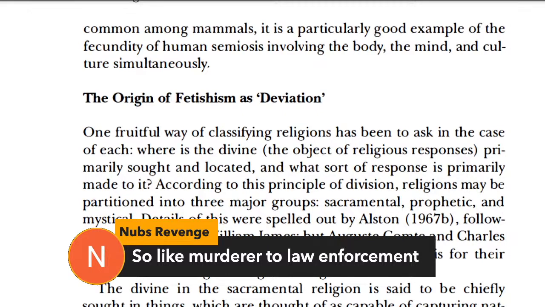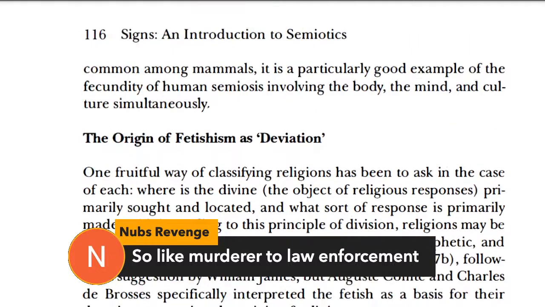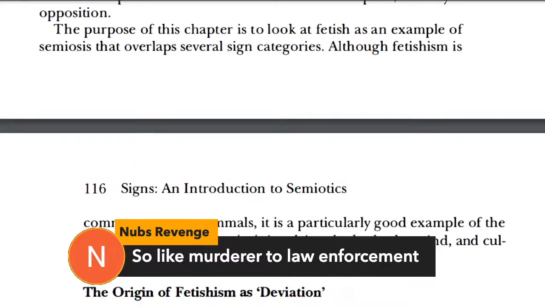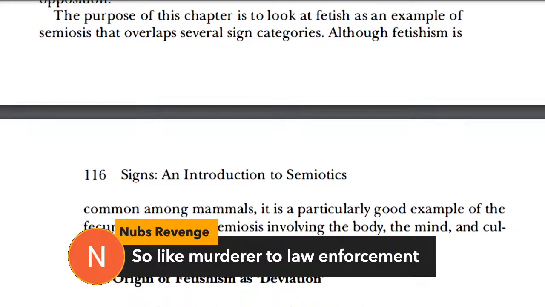Okay, so let's continue here. I want to focus on this here because here's some big words. Uncommon words, we'll call them. The purpose of this chapter is to look at fetish as an example of semiosis that overlaps several sign categories. Last time we went over the 6 categories. So this will overlap several of them.